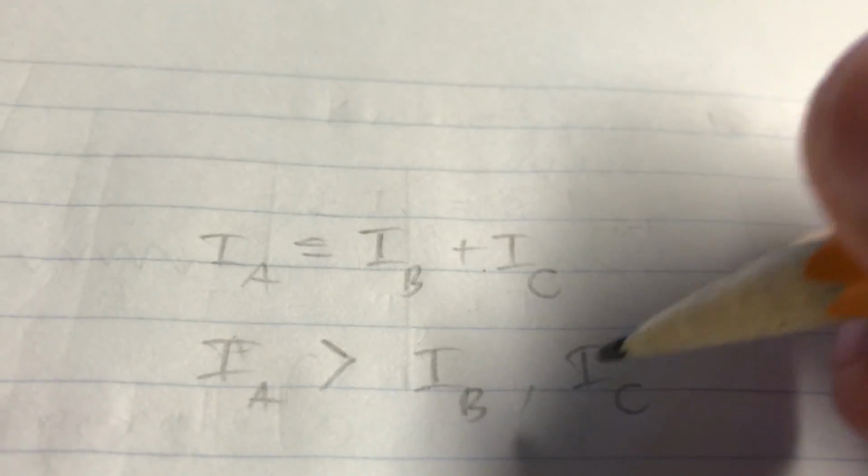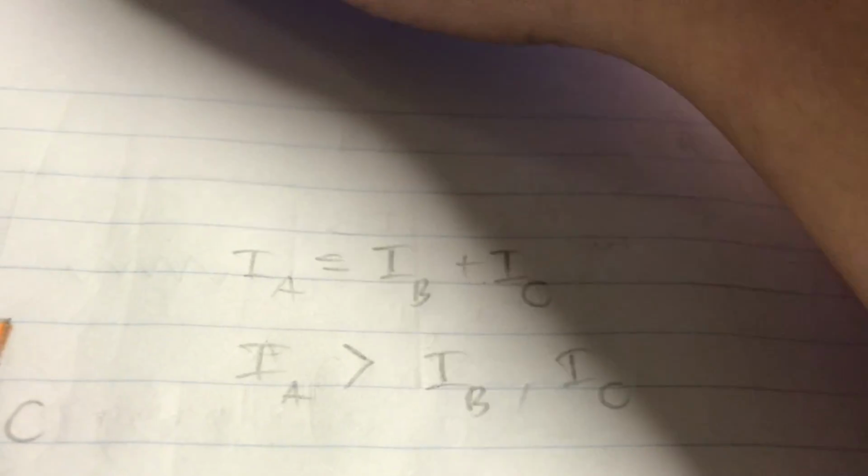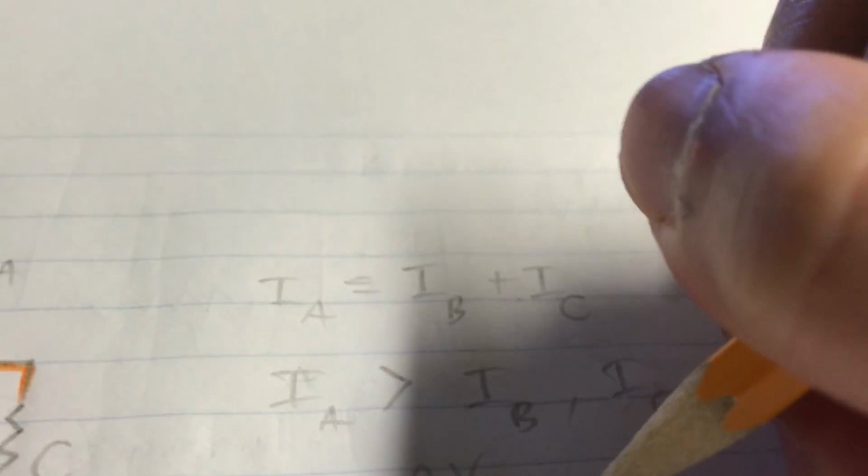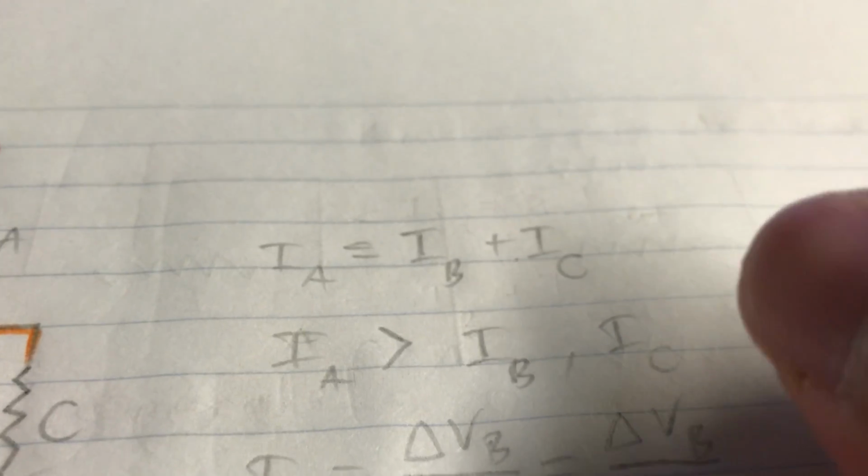So now we need to compare IB and IC, and to do so we will need to use the Ohm law, which is this one. I equals delta V divided by R. So I write it here. IB equals delta VB divided by RB, which is R. And IC equals delta VC divided by RC. And RC is equal to RB because they are identical. Okay, so like this.